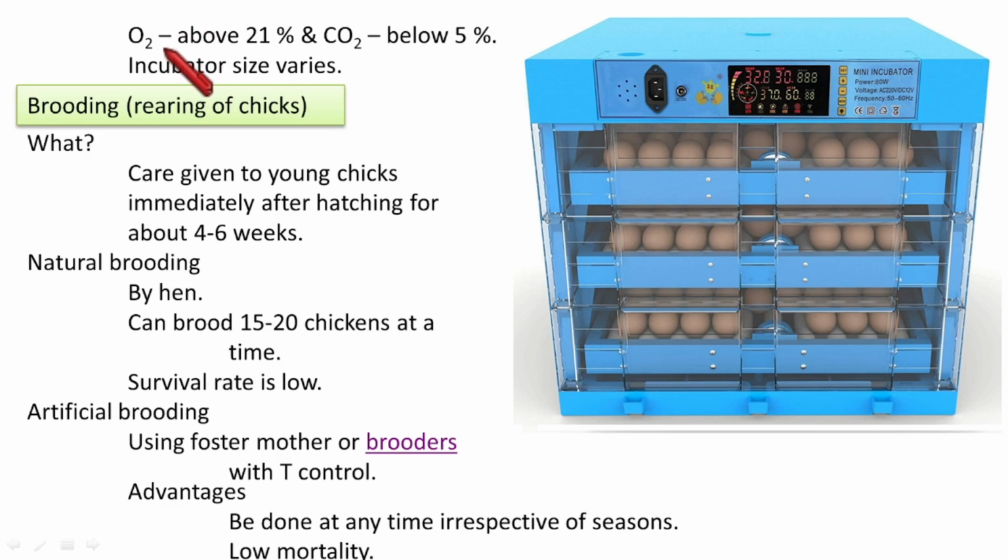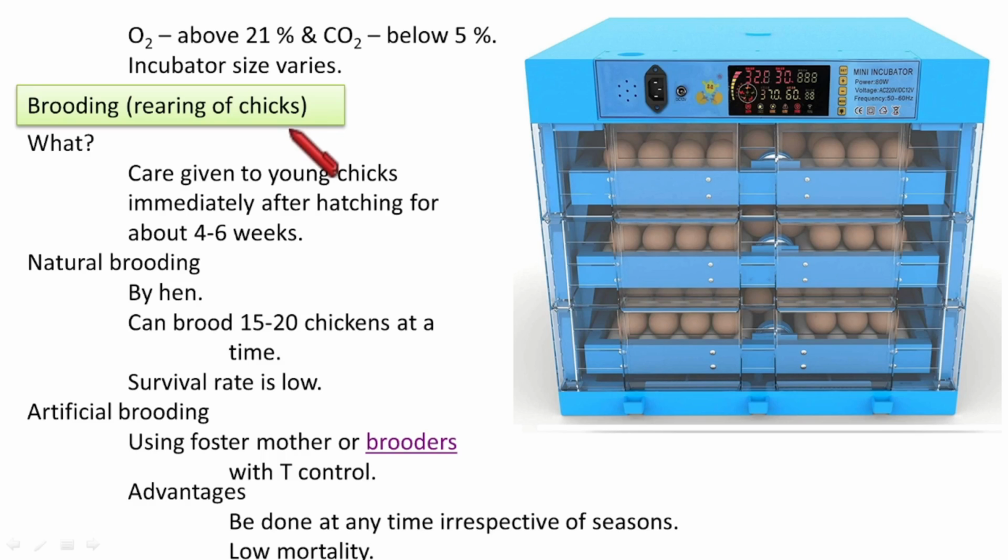And also the oxygen level should be 21%, and the carbon dioxide level should be kept below 5%. A minimum of 21% oxygen should be there inside that setup. And the size of the incubator varies. Okay.